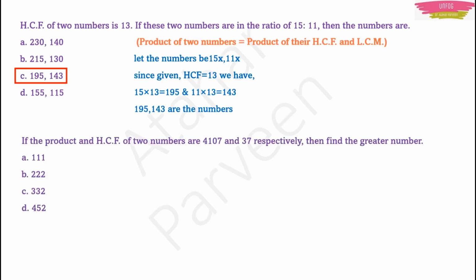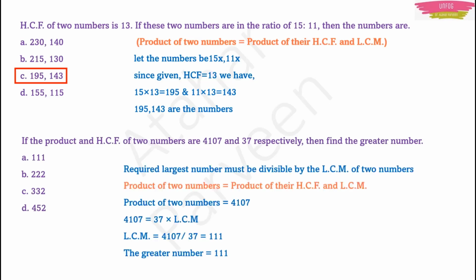Next question. If the product and HCF of 2 numbers are 4107 and 37 respectively, then find the greater number. Here you have to find the greater number and they have given you the product of 2 numbers and the HCF of 2 numbers. The product of 2 numbers is 4107 and HCF is 37. They have not given you the LCM. You should find the LCM. Once you find the LCM, that will be your greatest number. Here it will be 4107 upon 37. That will give you 111. Option A will be the right answer.